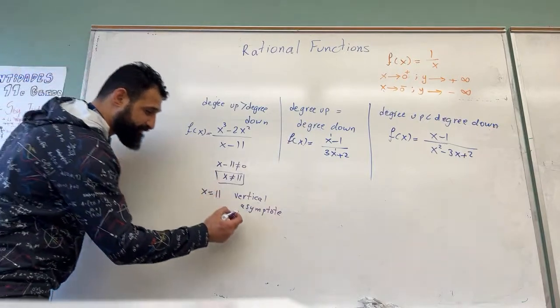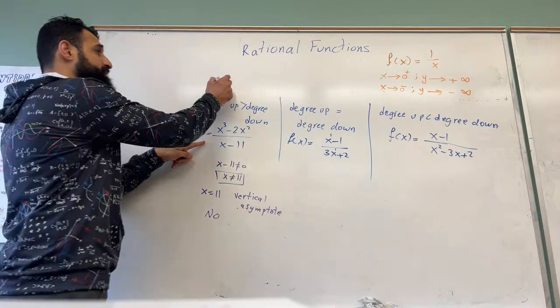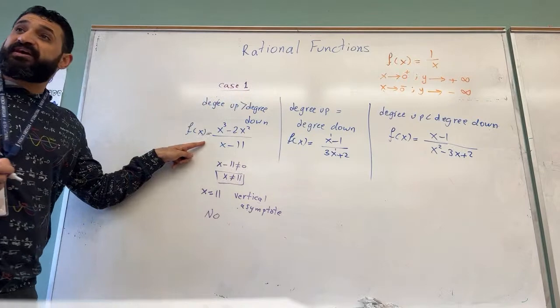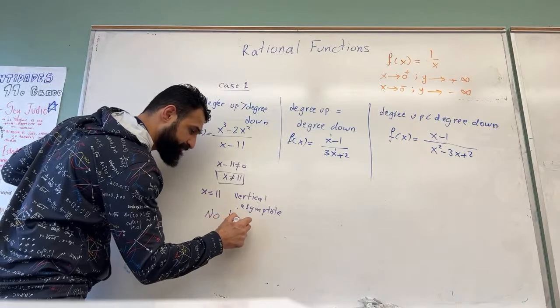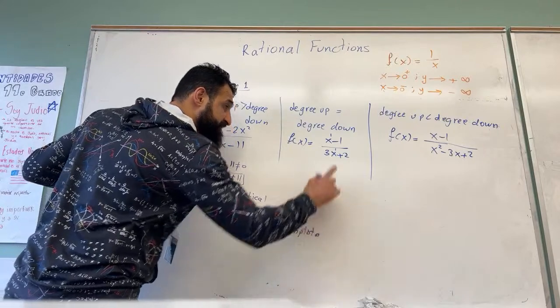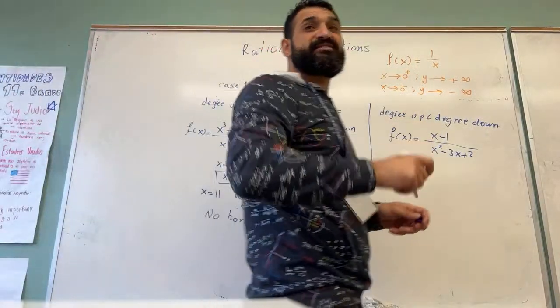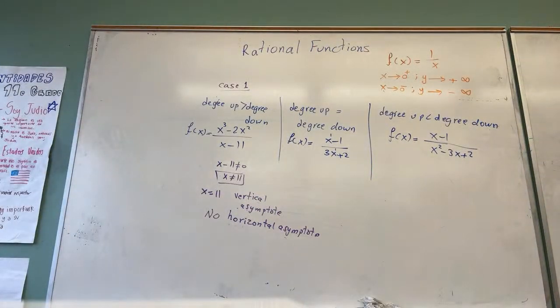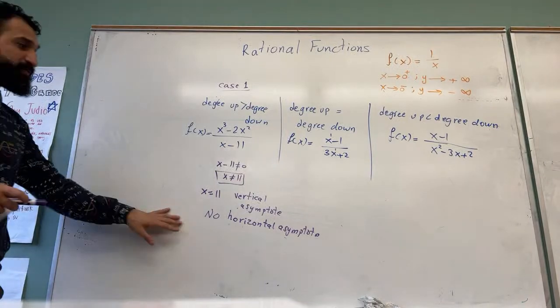Now, how to graph it? By the way, here in case 1, guys, there is no horizontal asymptote. Just remember that. Because in these other cases there is. Be careful, guys. Here, there is no horizontal asymptote. Easy? Okay, everybody's here? Easy, guys. Now how to draw it?